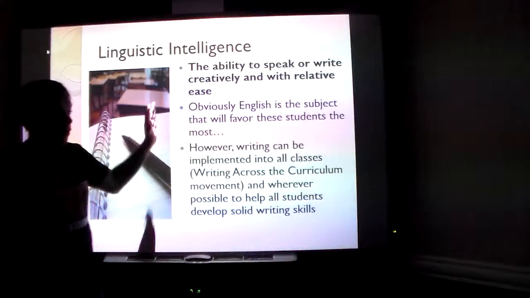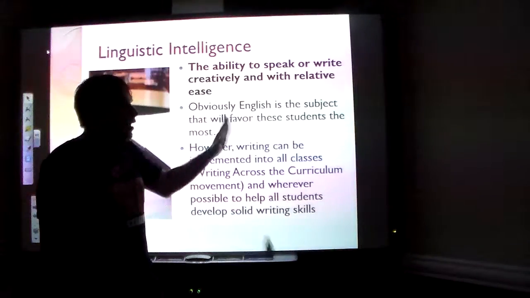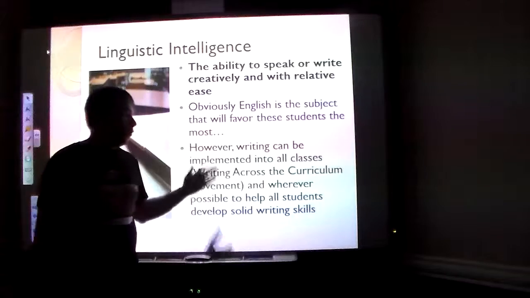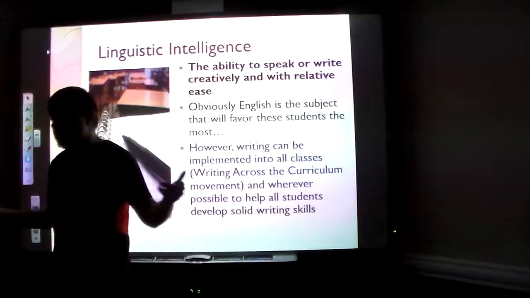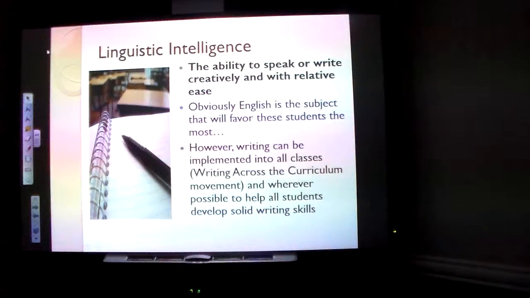But it is important to note that a good teacher in any subject can have writing across the curriculum, which was a huge movement that came out of the 80s and has since continued. So teachers can be integrating this into all of their classes, and students that have linguistic intelligence can learn writing better.